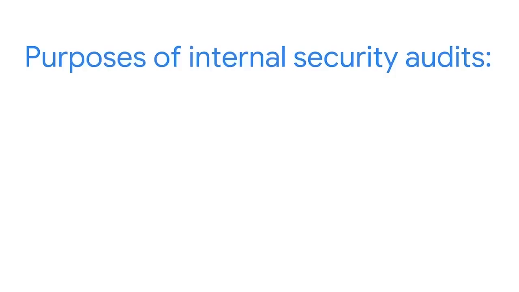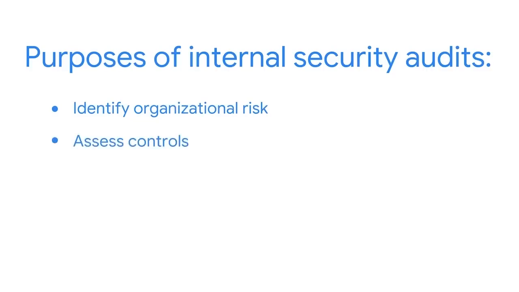Internal security audits are used to help improve an organization's security posture and help organizations avoid fines from governing agencies due to a lack of compliance. Internal security audits help security teams identify organizational risk, assess controls, and correct compliance issues. Now that we've discussed the purposes of internal audits, let's cover some common elements of internal audits.